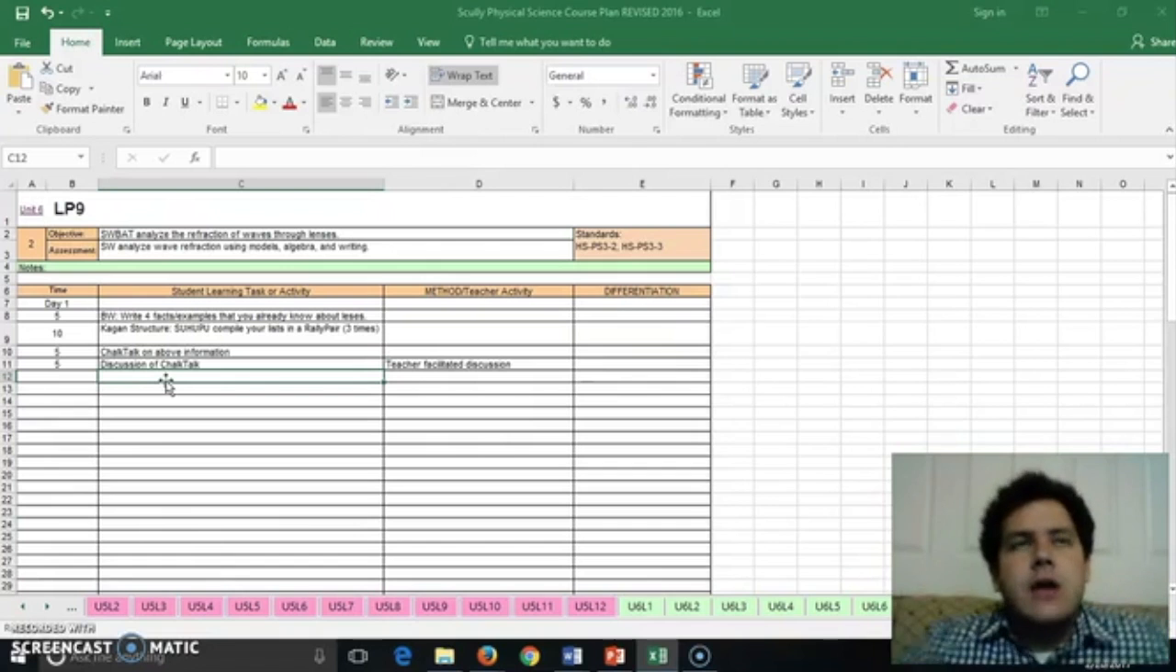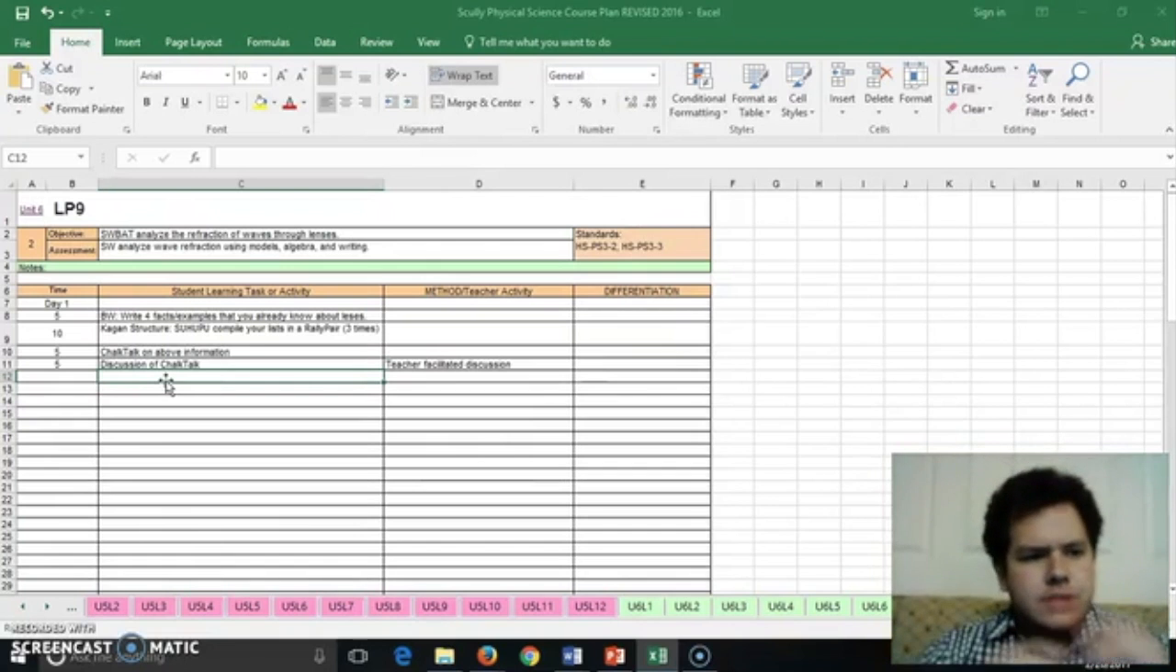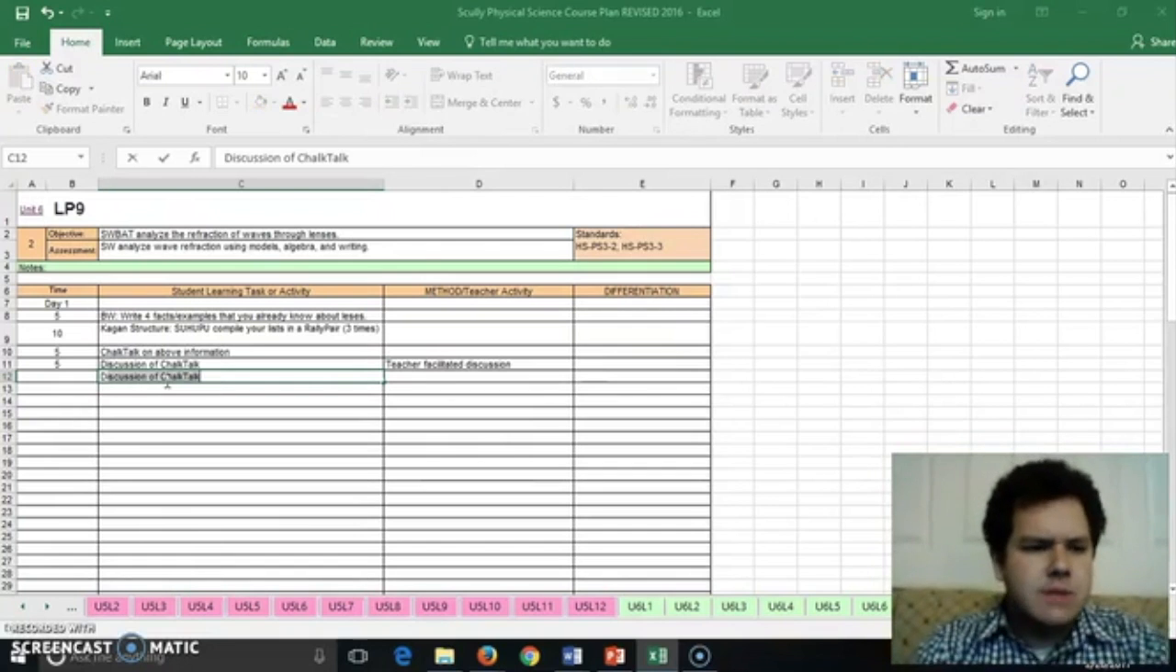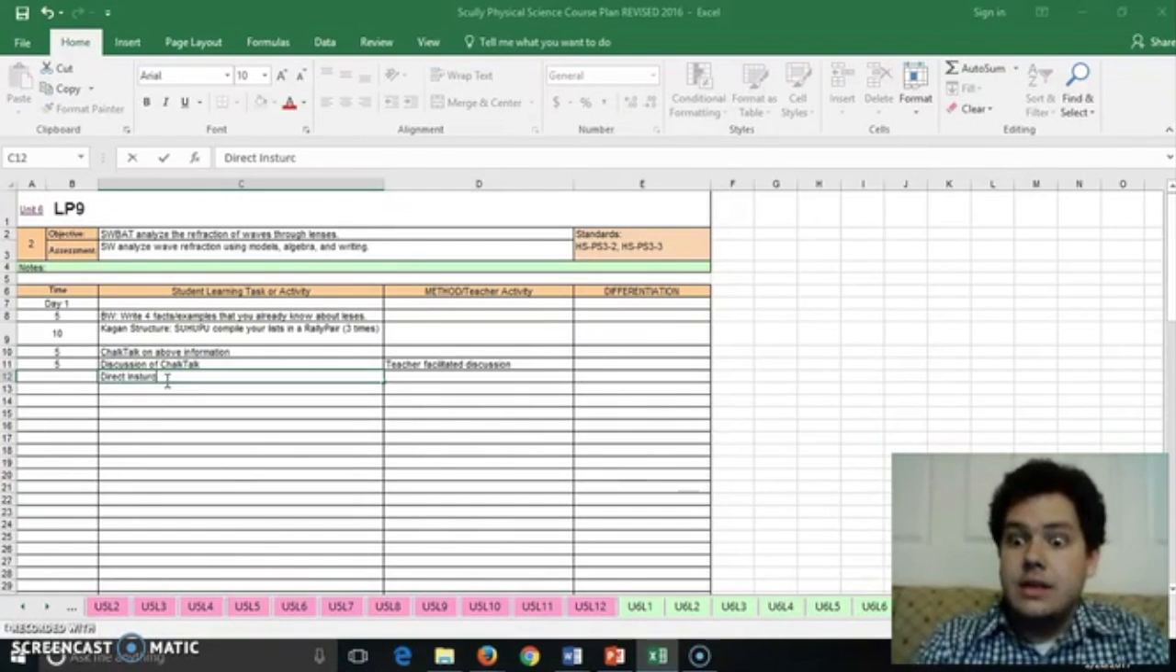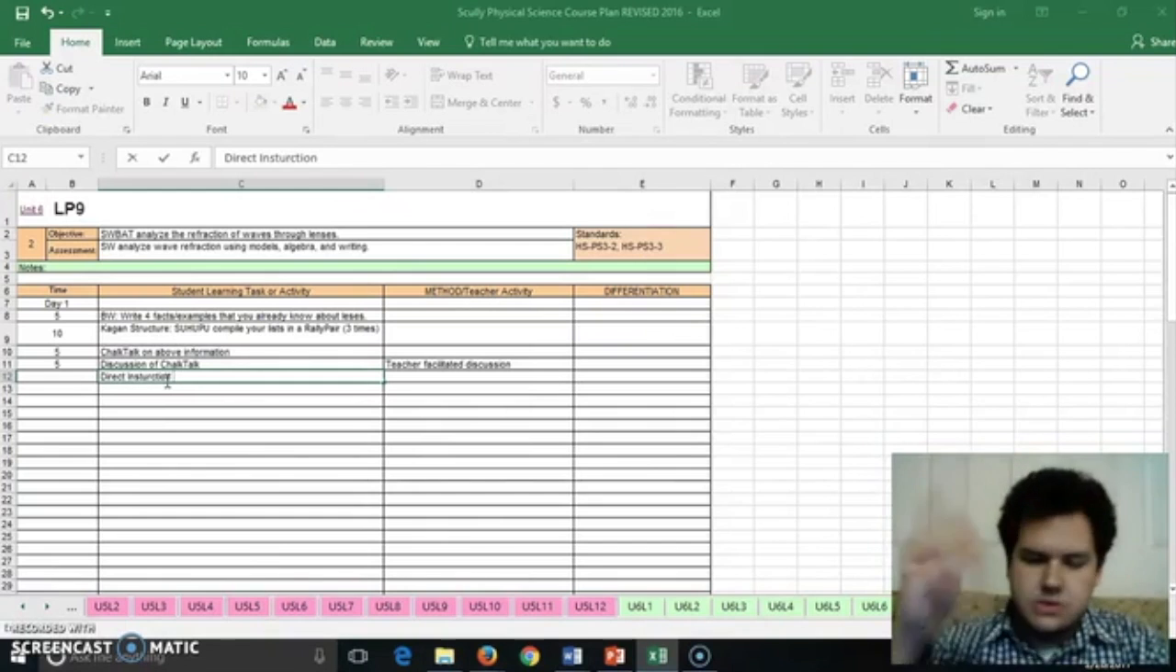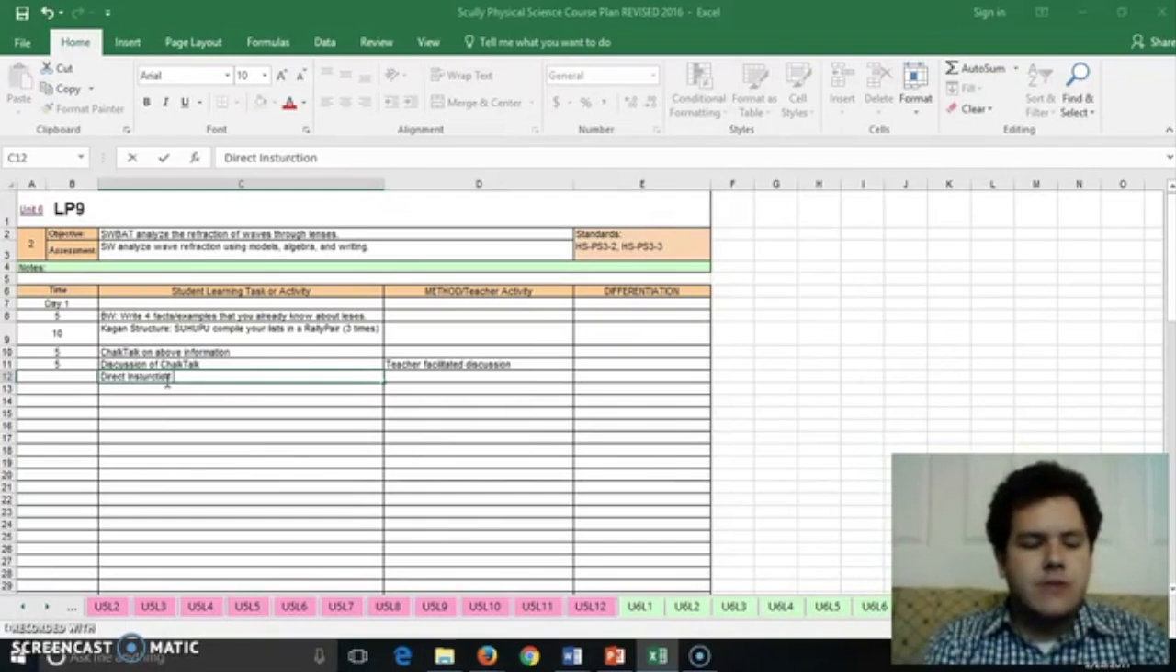So we've engaged prior knowledge here, and I think this is about a good time. It's about 20 minutes in the classroom. I'm going to do a little bit of direct instruction so we can get the practical, how do you draw the drawings, how do you do the algebra. It's a little bit of direct instruction on lenses.